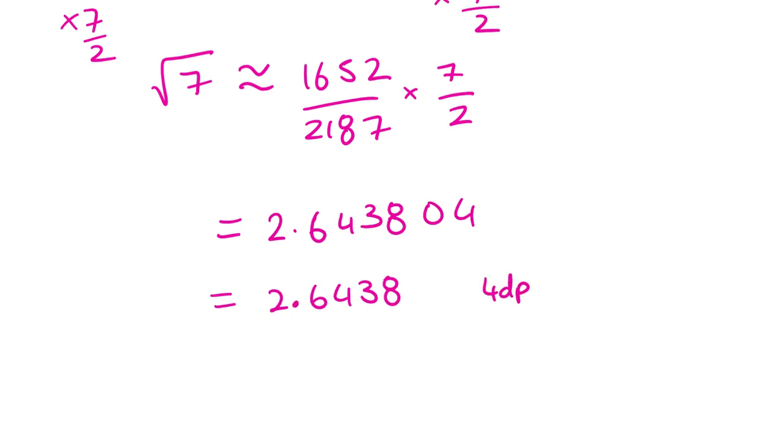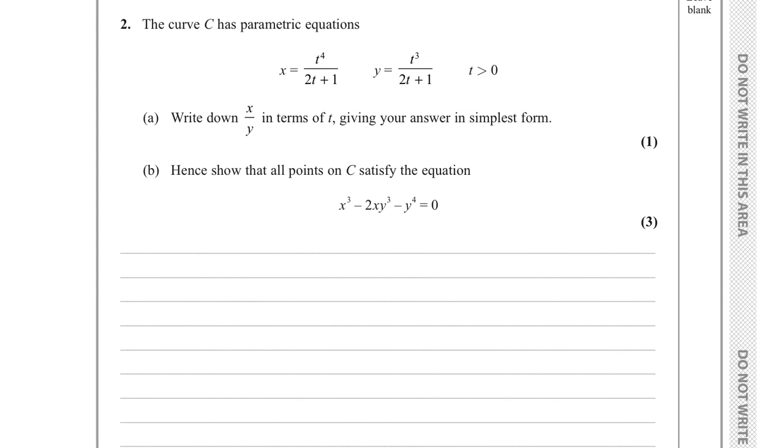Now, also, if I just type in root 7 into my calculator, just out of curiosity, I get 2.6457, etc. So you know that, it is an approximation, but we're nearly there. Brilliant. Well done. Okay, question 2.